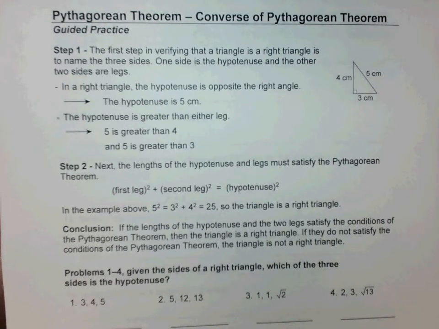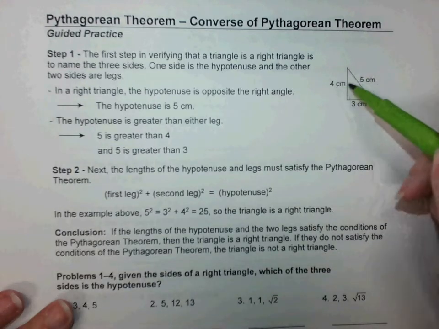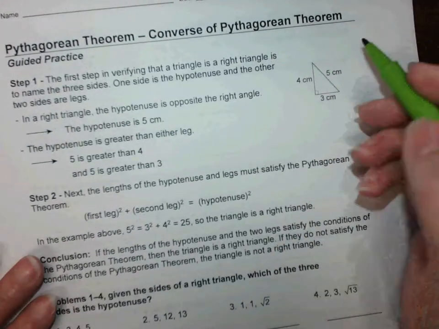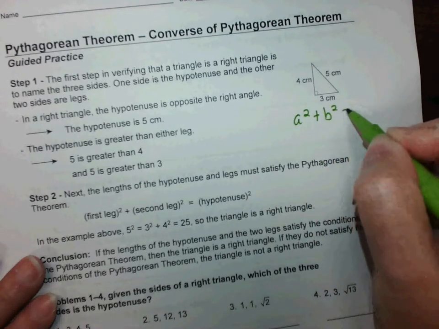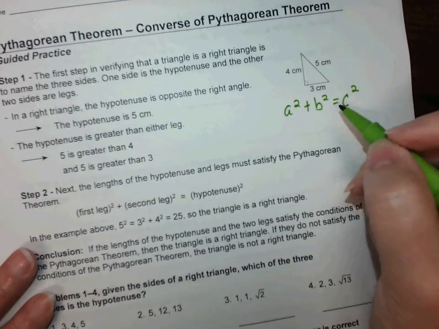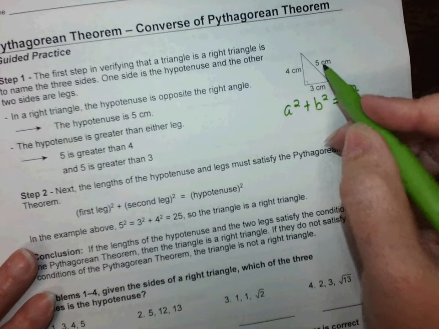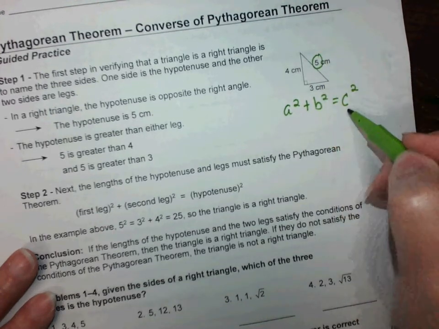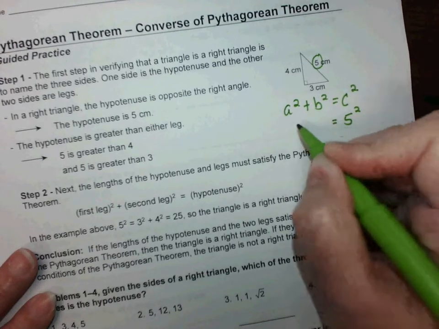Okay, so today's lesson is over the converse of the Pythagorean theorem, which basically just says if you're given three sides to a triangle and you can put them into the Pythagorean theorem and it works, then you have a right triangle. So if I were to put these numbers into the Pythagorean theorem, making sure that the 5 is the longest side, so it has to go where C is.